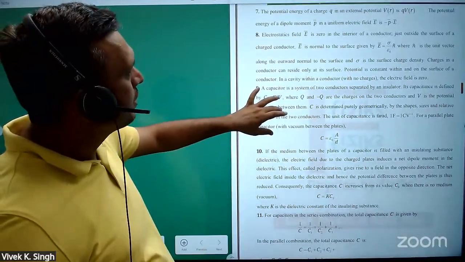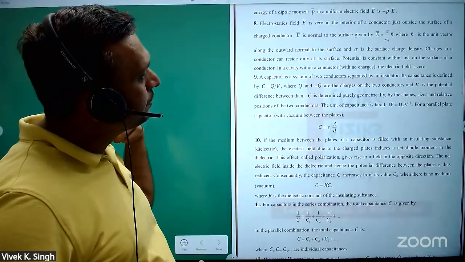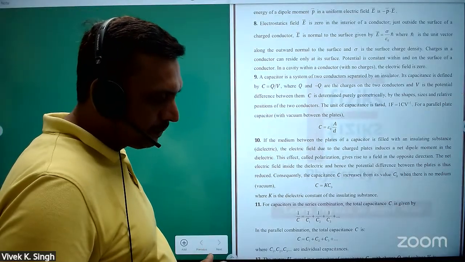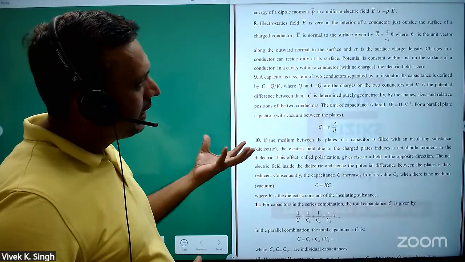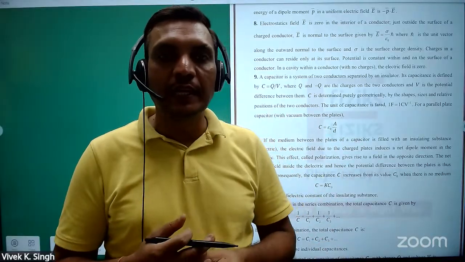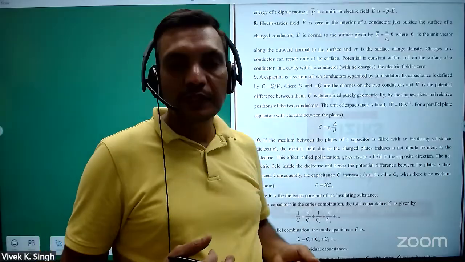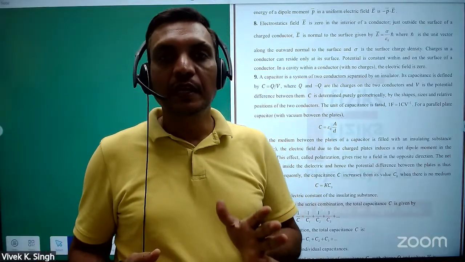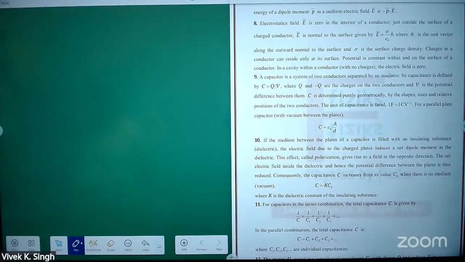Electrostatic energy we have summarized. Now we have the properties of conductors, and then what will happen when a dielectric is placed in an external electric field. Based on this, we have capacitors, especially the parallel plate capacitor. So we will take examples based on these particular topics.